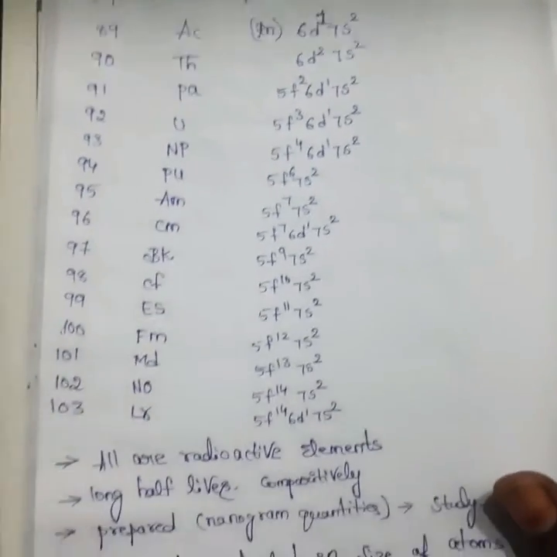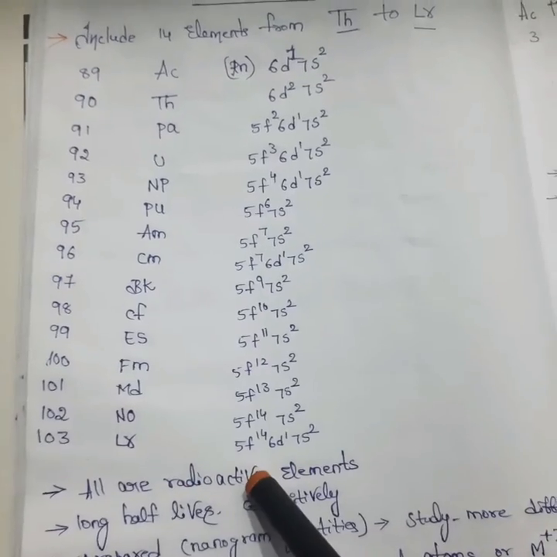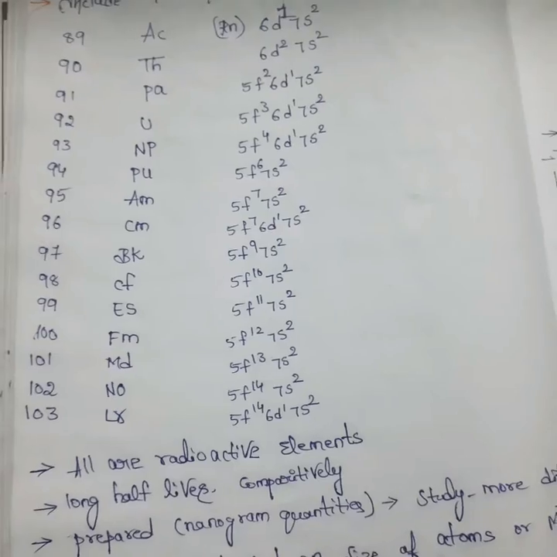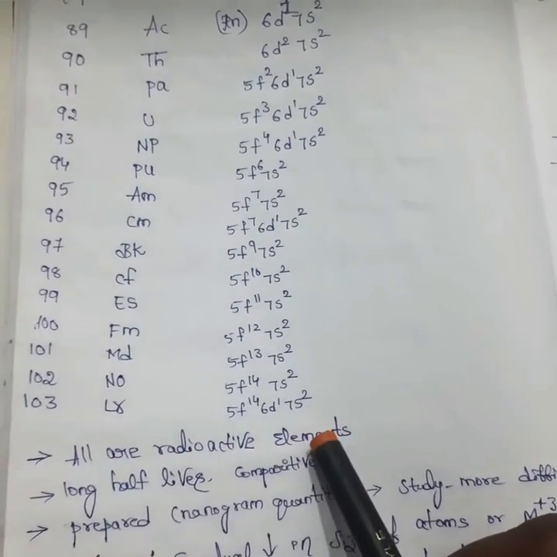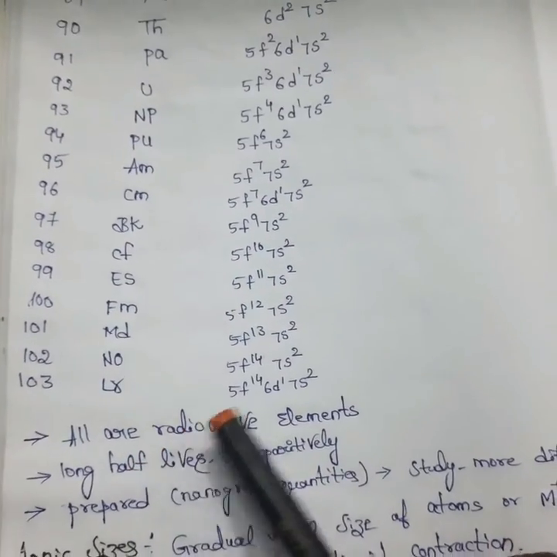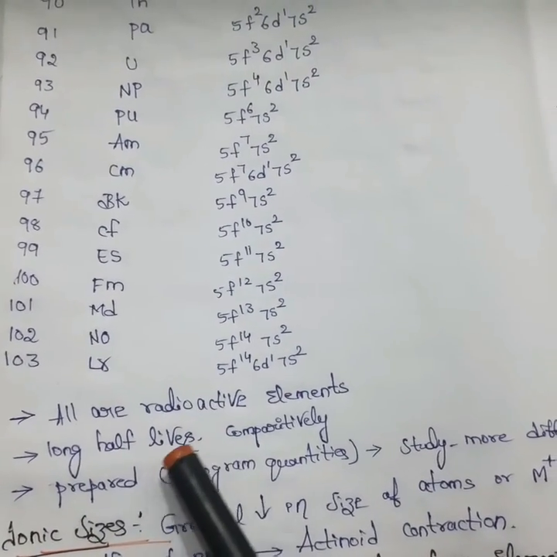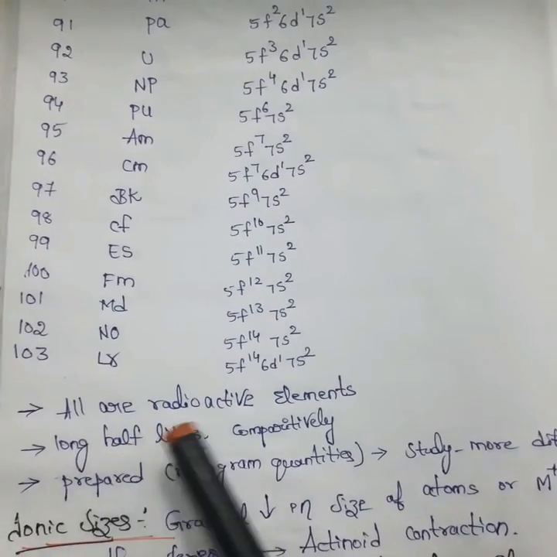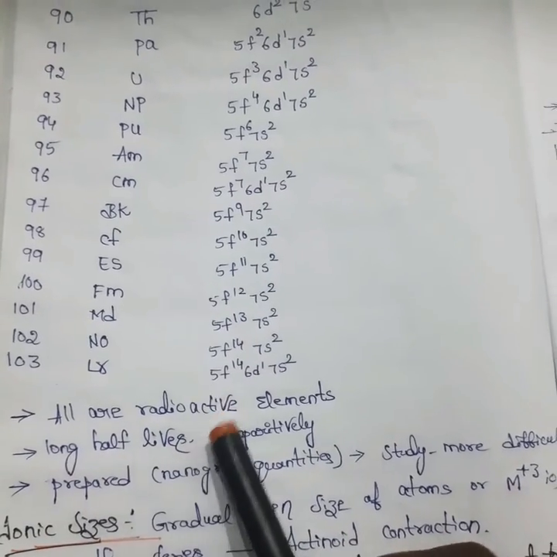Next, see, all the actinoids are radioactive. Here I have mentioned only the most important points. All the elements present in the actinoids are radioactive elements. Next, half-life period. Comparatively, the actinoids have long half-lives.